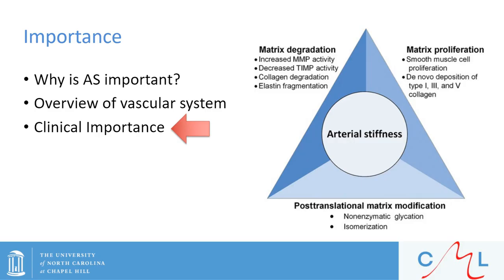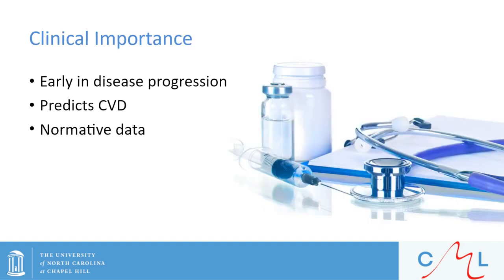Okay, let's finish this section by looking at clinical importance. This measure is important because it can predict disease early in the process, and by it I'm referring mainly to carotid femoral pulse wave velocity here. It can predict future cardiovascular events, and we have some really great normative data available.